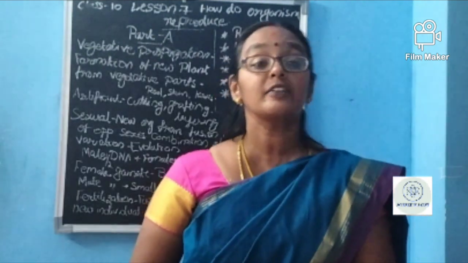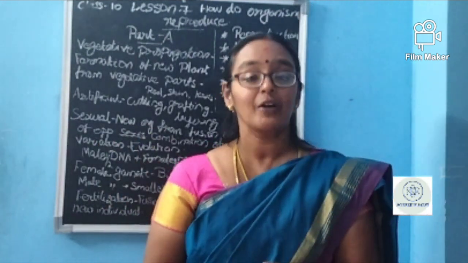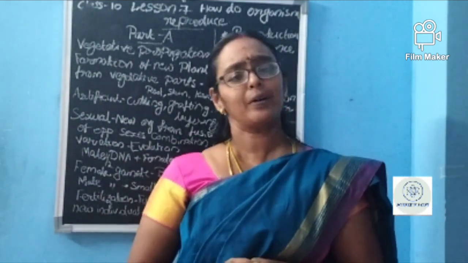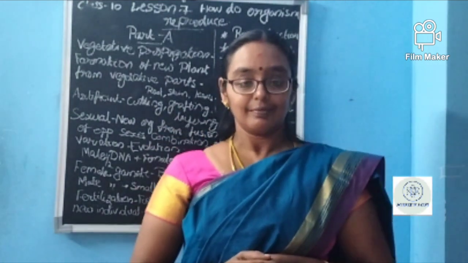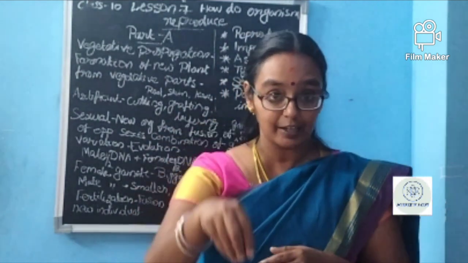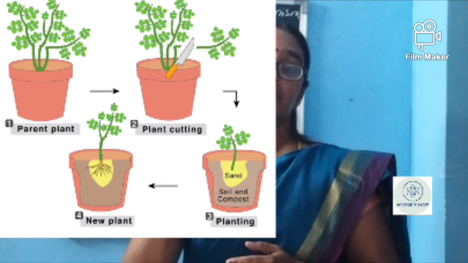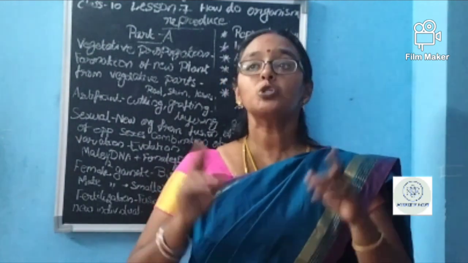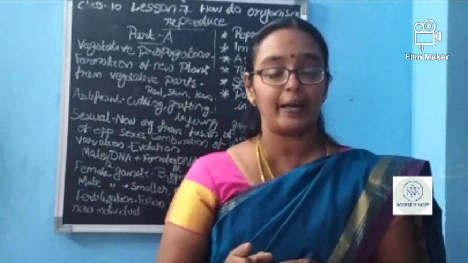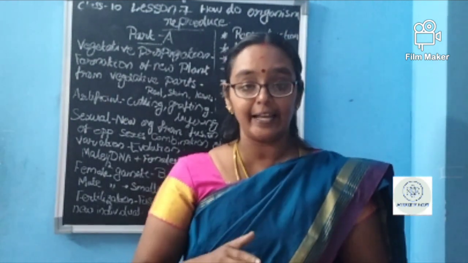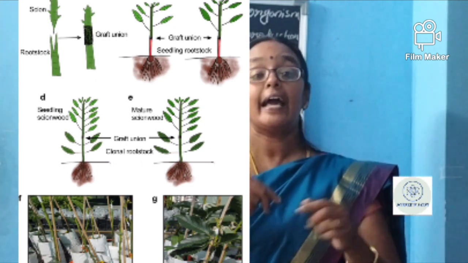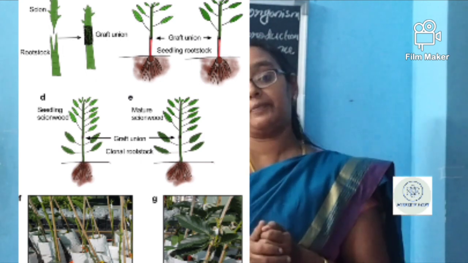Then the second one is artificial. Here we have to do something for the generation of a new plant. First one is cutting. When we cut the stem of a plant and keep it in the soil, after some days the new plant will come out. Grafting. Grafting means two plants have to be taken, and in the first plant, the stem has to be cut in a layer, and the stem of the second plant should be kept inside, and we have to overlap it.